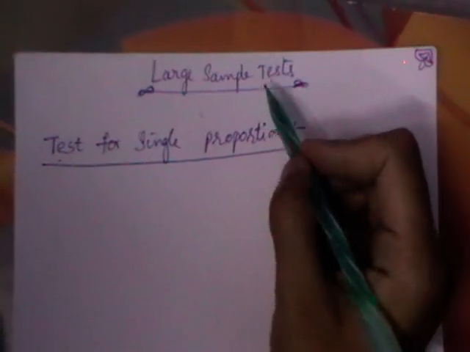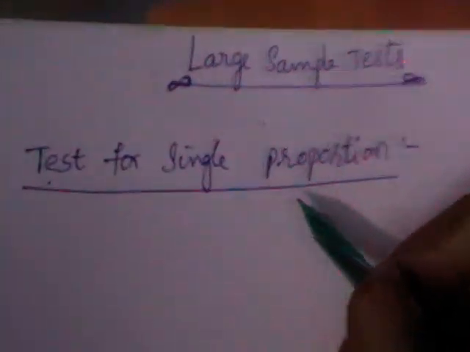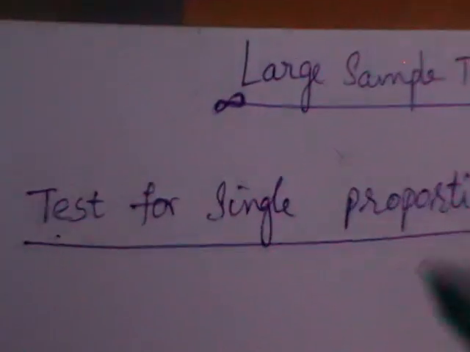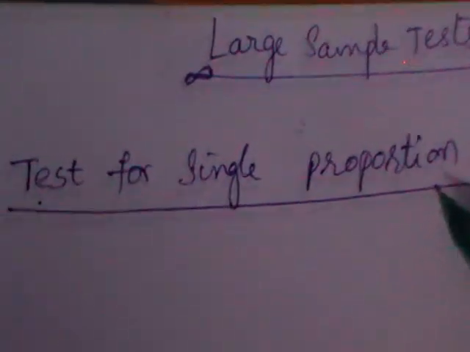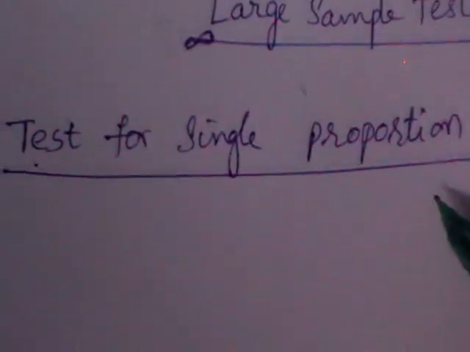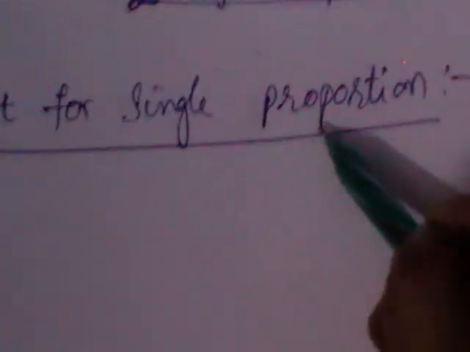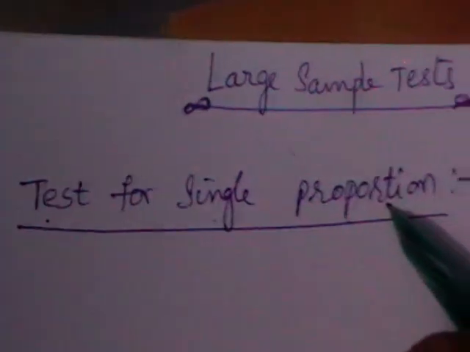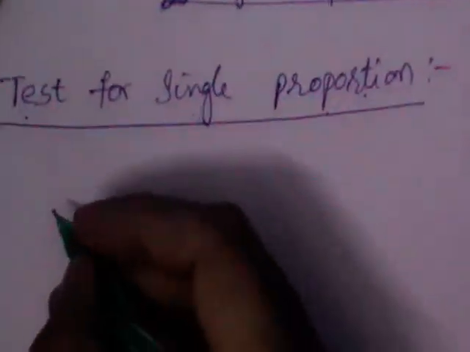The next test in large sample tests is the test for single proportion and also the test for difference of proportions, like the test for single mean and the test for difference of means. Here also, for proportion you will have a test for single proportion and a test for difference of proportions. All these are large sample tests.